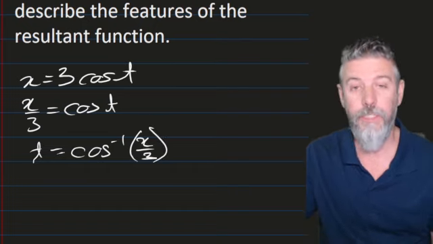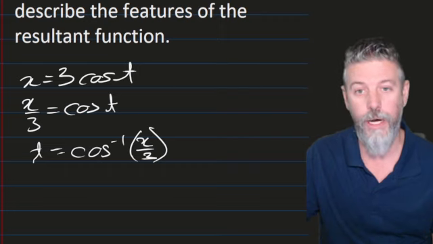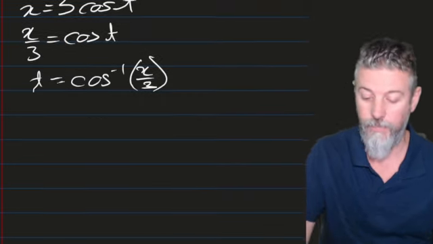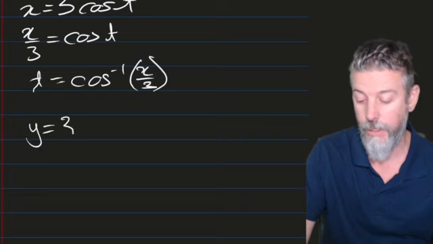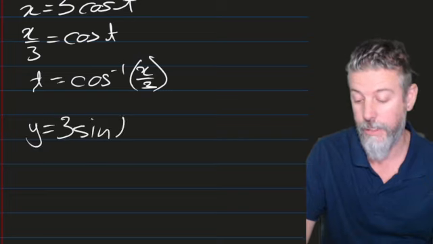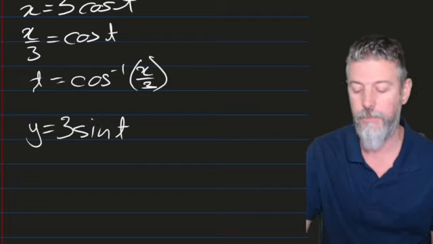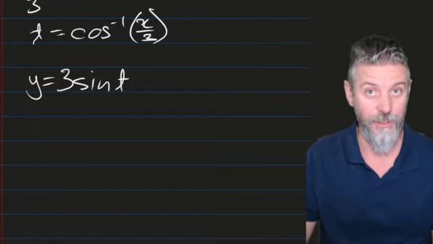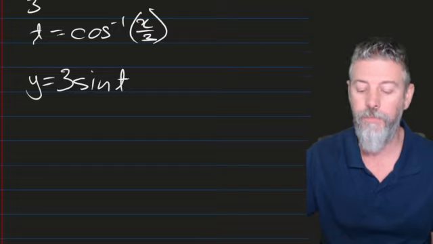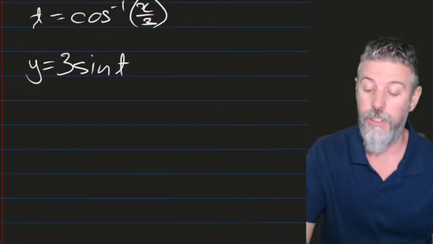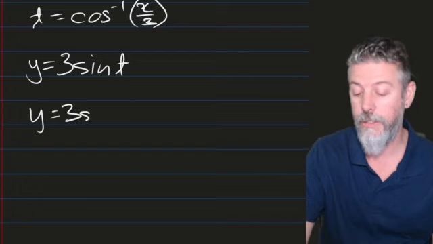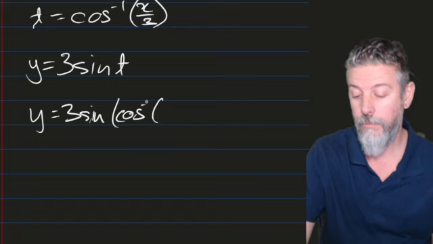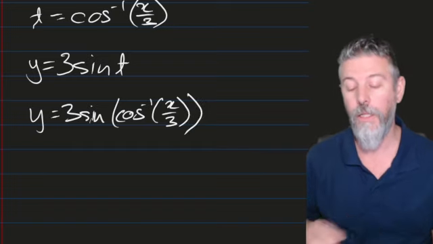We are then going to take that and substitute it into our y equals 3 sin t equation. So y equals 3 sin t is the other parametric equation, using t as the parameter, which I discussed in the previous video. If you're not sure what's going on with these parametrics, watch the previous video. Now we're going to substitute t in, and we're going to get y equals 3 sin inverse cos x on 3, like this.